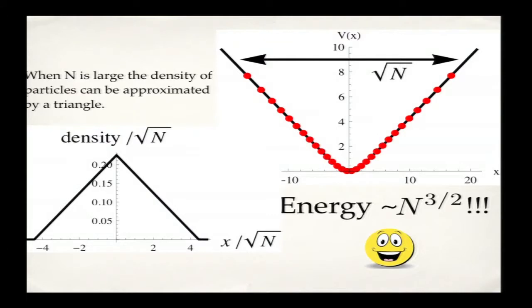So what's the solution? Well, the spread of the particles on the x-axis is still square root of n. If you take the limit where the number of particles is large, then the density of these particles approaches a triangle as opposed to a semicircle. And it's easy to calculate the energy. Since each particle sits at some position which is square root of n, the potential is linear, so the potential energy for each particle is square root of n. We have n particles, so n times square root of n is just n to the 3/2. So we're happy.